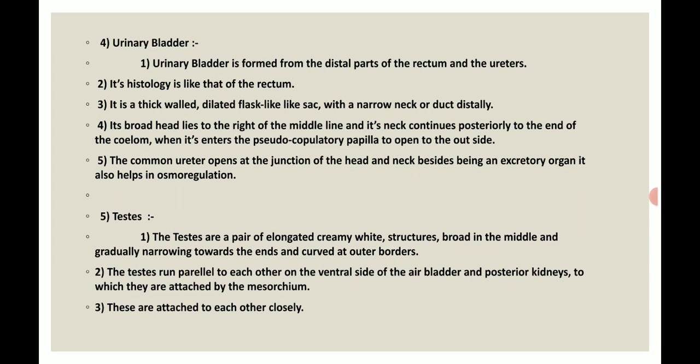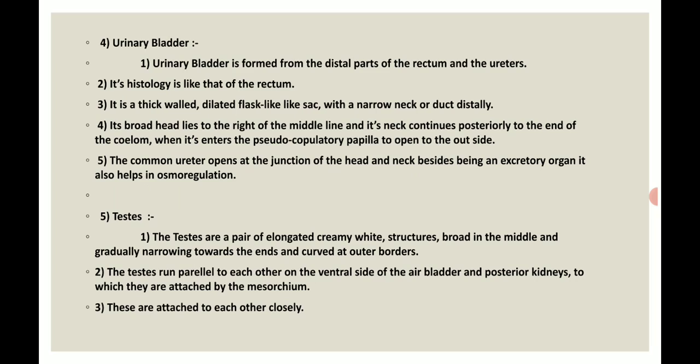Now the next one is the urinary bladder. The urinary bladder is formed from the distal parts of the rectum and the ureters. Its histology is like that of the rectum. It is a thick-walled, dilated, flask-like sac with a narrow neck or duct distally. Its broad head lies to the right of the middle line, and its neck continues posteriorly to the end of the coelom, where it enters the pseudocopulatory papilla to open to the outside.